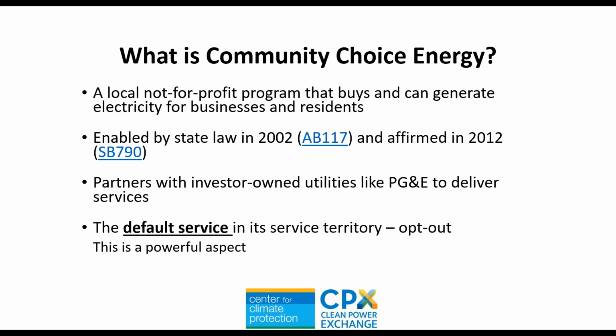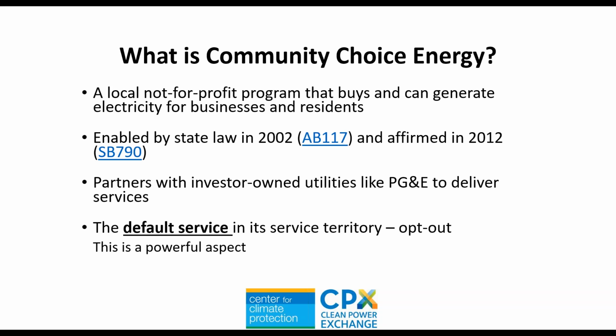And affirmed in 2012 with a law that strengthened community choice and established an investor-owned utility code of conduct relative to community choice agencies, as there was a lot of obstruction. Even though the original law instructed IOUs to cooperate fully, that didn't happen. So in 2012, a strengthening law was passed. It is a collaboration with the IOUs, and so I got PG&E there. That's in our neck of the woods.